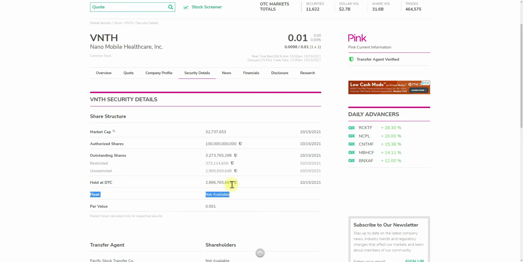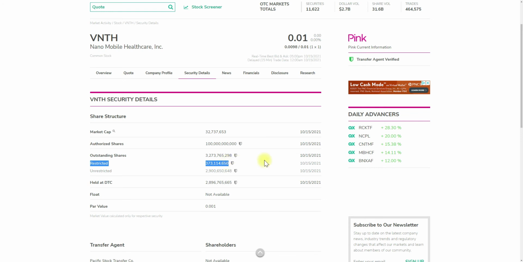If it's not available, I take it as the unrestricted amount. Okay, that is the float. So of the 3.27 billion shares available for VNTH, the unrestricted is the retail version that I'm taking as the float since it's not there, of 2.9. So 2.9 of that is traded here. Okay. Restricted shares are used for employee incentives, as it said, and other things.